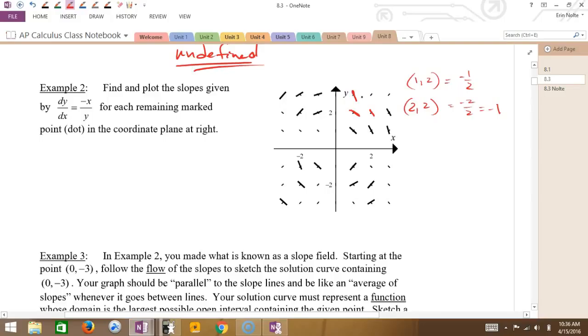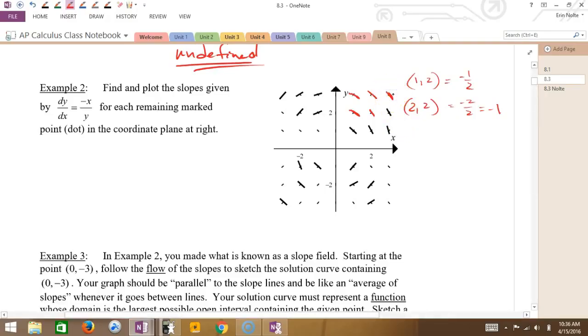Okay, this one is 2, 3. What's the slope at 2, 3? Negative 2/3. It's a little less steep. Down 1 over 3. Oh yeah, I drew that totally wrong, you guys. My bad. It really matters. Down 1 over 3. There we go. Okay, so 3, 3. What's my slope at 3, 3? Negative 1.